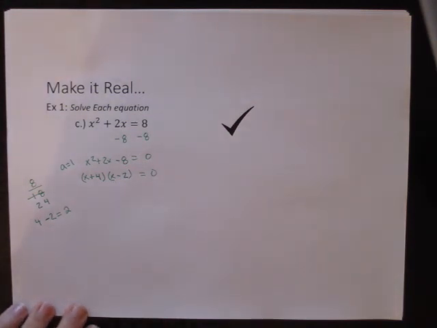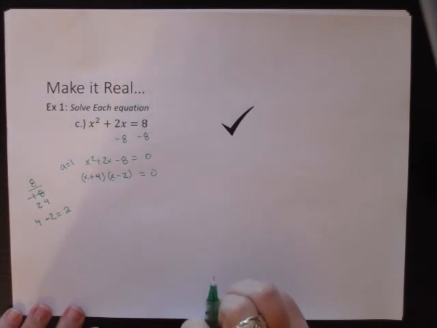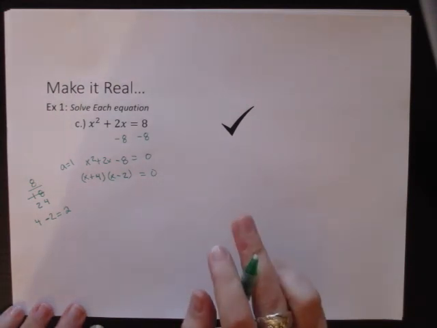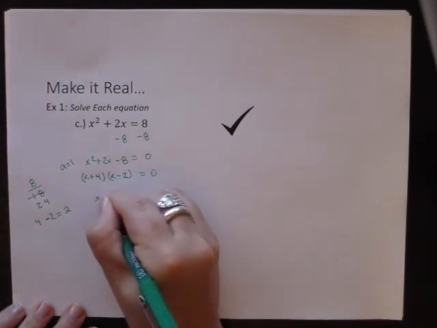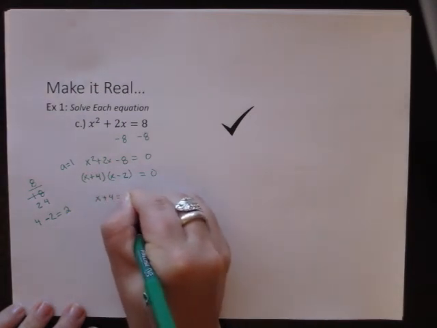So what we just did was step 1, setting it equal to 0, and step 2, factoring it, and now we're at step 3, so just like what we were doing before. So we're going to set each factor equal to 0.